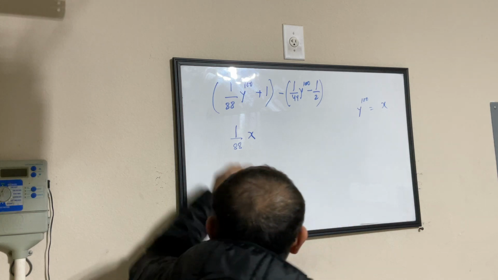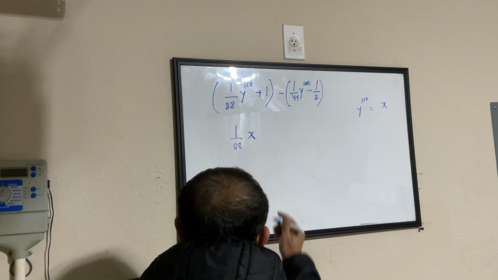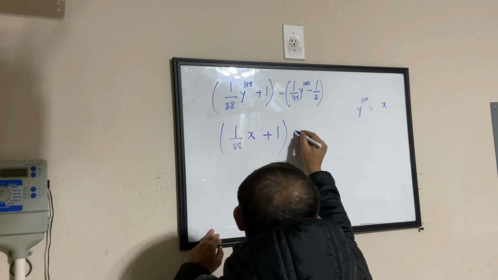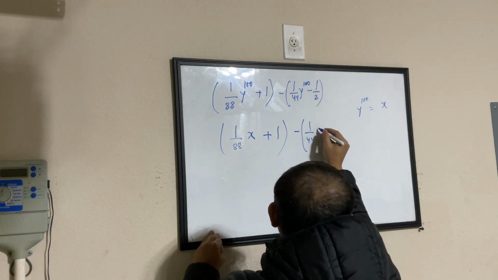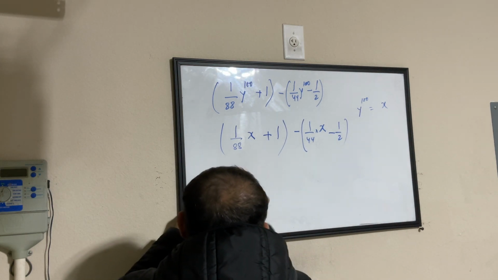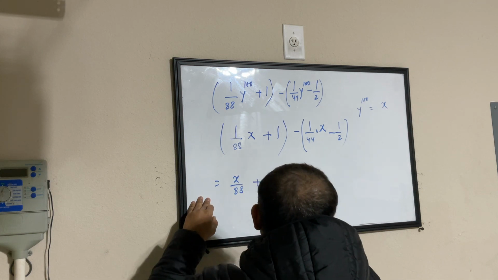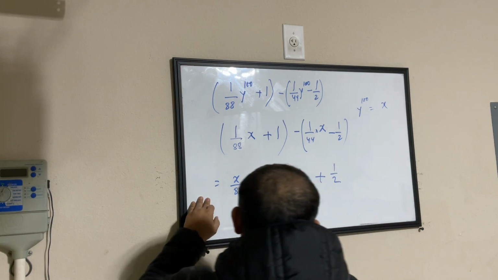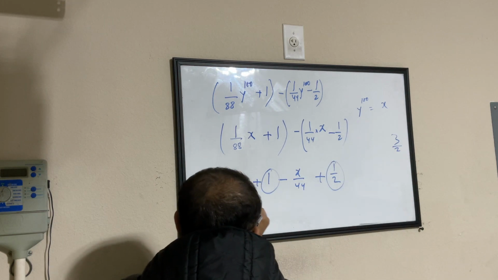Okay? So y to the 100, I am just giving it a name as x so that my math looks easier, because my eyesight is a problem. If I overlook something, I will go down. So it's 1/44, and y to the 100 I am giving as x minus 1/2. When I break this down, it becomes x/88 plus 1 minus x/44, minus into minus plus 1/2. So this and this I will add, and it becomes 3/2. So the constant part is done. Now this and this I have to do.